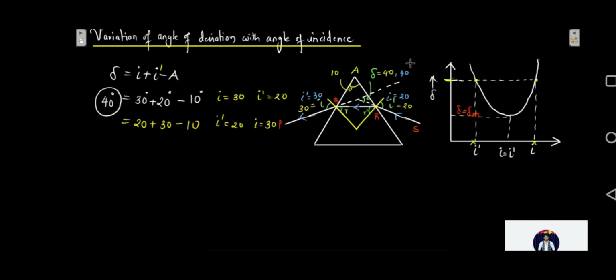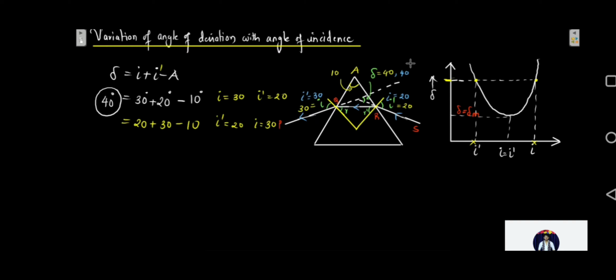That means if you reverse the path of light through a prism, it is going to trace the same path. If you keep your angle of prism same, that means for the same prism, for the same light, if you just interchange your angle of incidence and angle of emergence, the light is going to trace its path in the opposite direction.